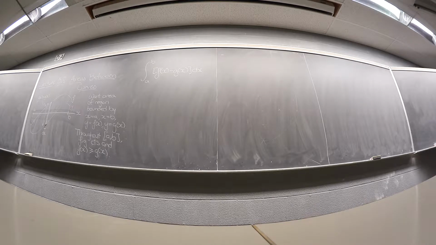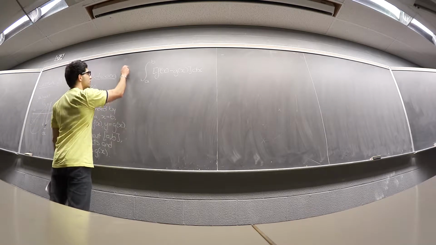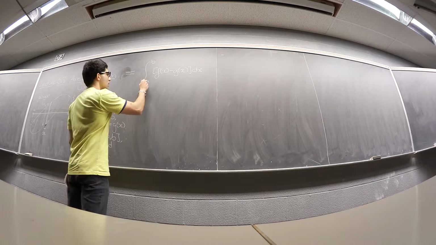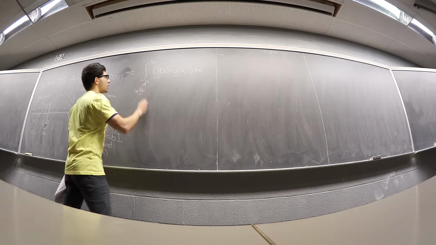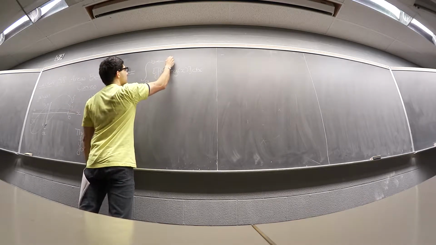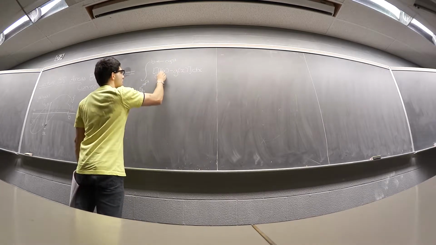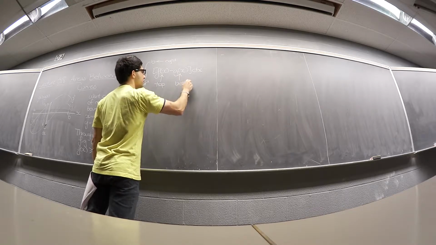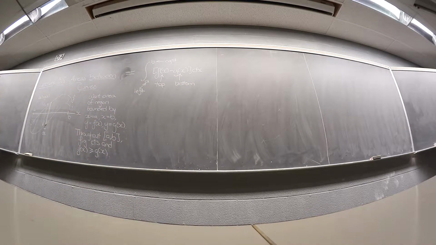Okay, good? That is the area between the curves equals... This is the left endpoint of the interval. This is the right endpoint. This is the top curve. This is the bottom curve throughout the interval. Okay? All good? Okay.